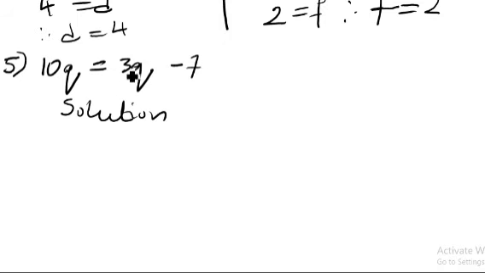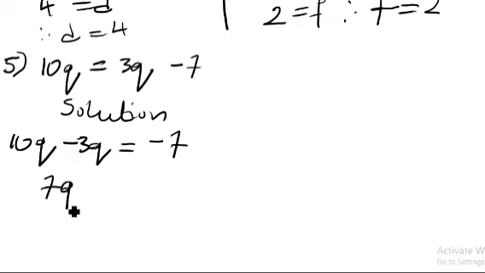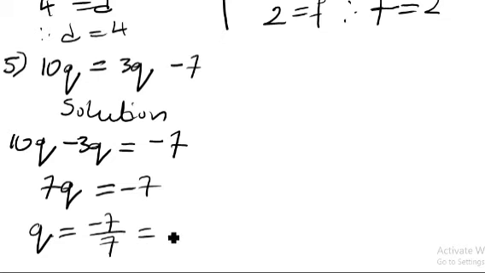I prefer to transfer the smaller one to meet the bigger one. So I'm going to have 10q minus 3q equal to minus 7. This will give you 7q equal to minus 7. So divide both sides by the coefficient, which is 7. So q equals minus 7 over 7, which is equal to minus 1.